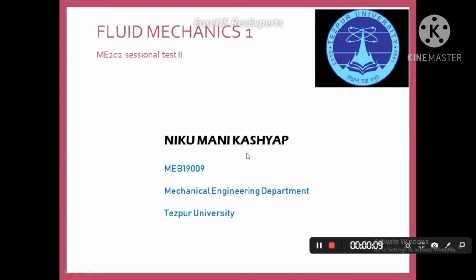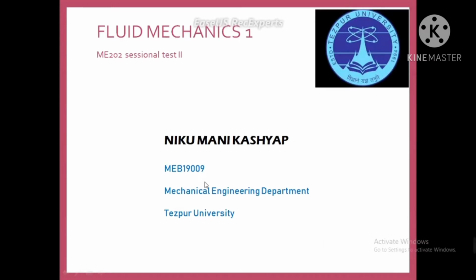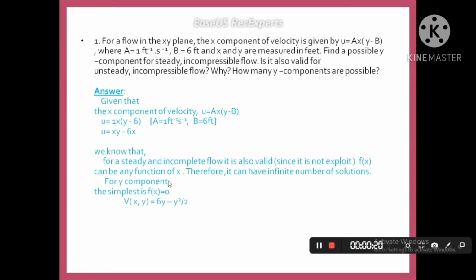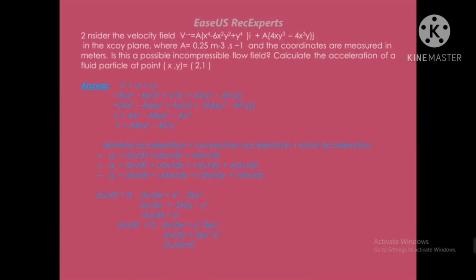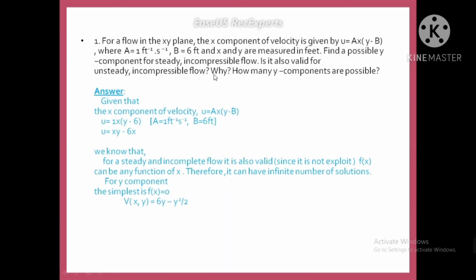It's Nikomoni Kashyap from your Mechanical Engineering Department, Tezpur University. Here is the PowerPoint presentation answering your questions. For the first one, you give u equal to ax y minus b, where you give the values of a and b. We have to find how many y components are possible.